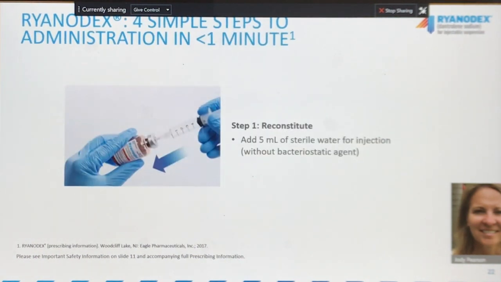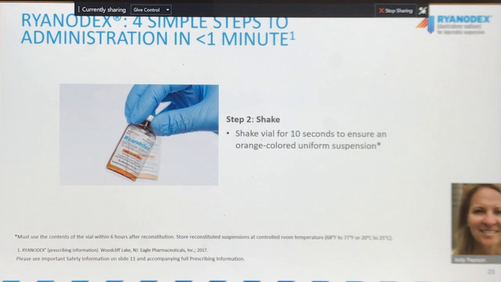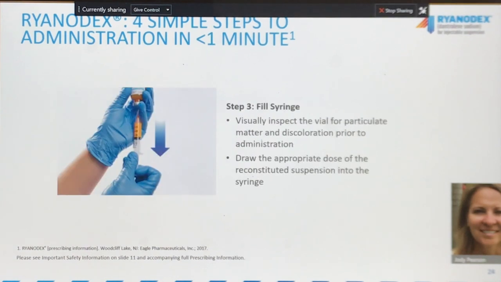Okay, reconstituting the Ryanodex. The vial has 250 milligrams of dantrolene in it. You will add 5 milliliters of sterile water. That's without bacteriostatic agent. You will give it a little swirl for 5 to 10 seconds. You don't need to shake it really, really hard, otherwise it could bubble up. Just give it a nice little swirl for 5 to 10 seconds, and then you will fill the syringe.